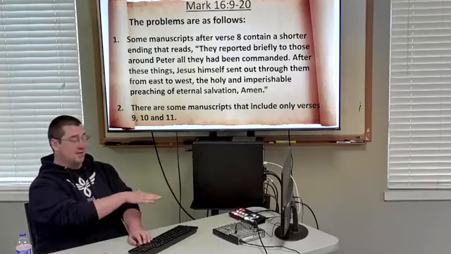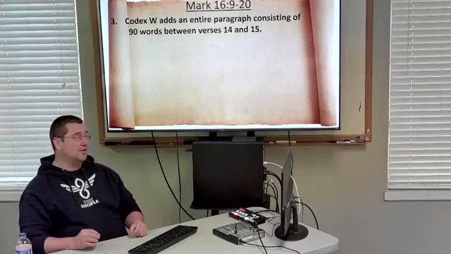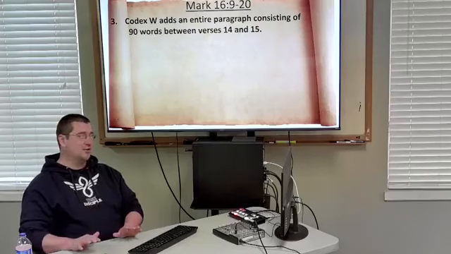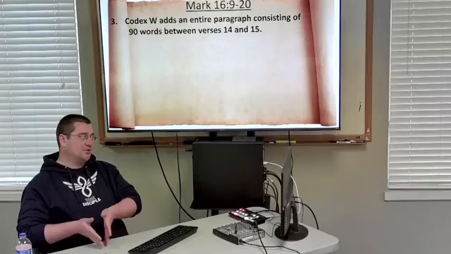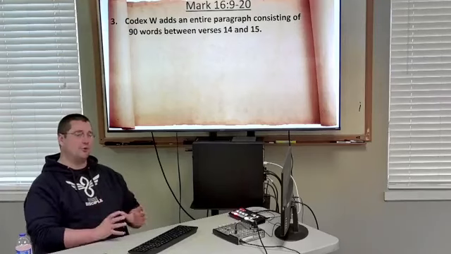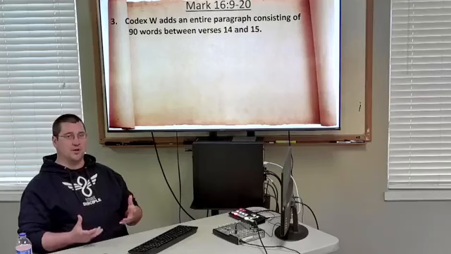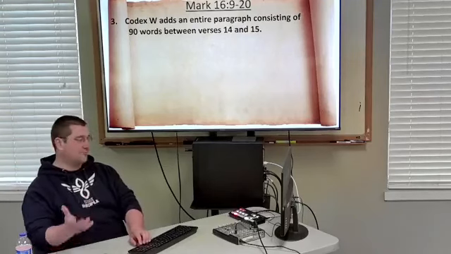We have a manuscript called Codex W. It's Codex Washingtonianus, and an entire paragraph consisting of 90 words. It comes between verses 14 and 15. So it does have verses 9 through 20, but just right in the middle of this, you have this extra 90 words because they didn't have verses back then. And so this is called the Freer Logion, and it's a single manuscript, but it is entirely different than any other thing that we have.